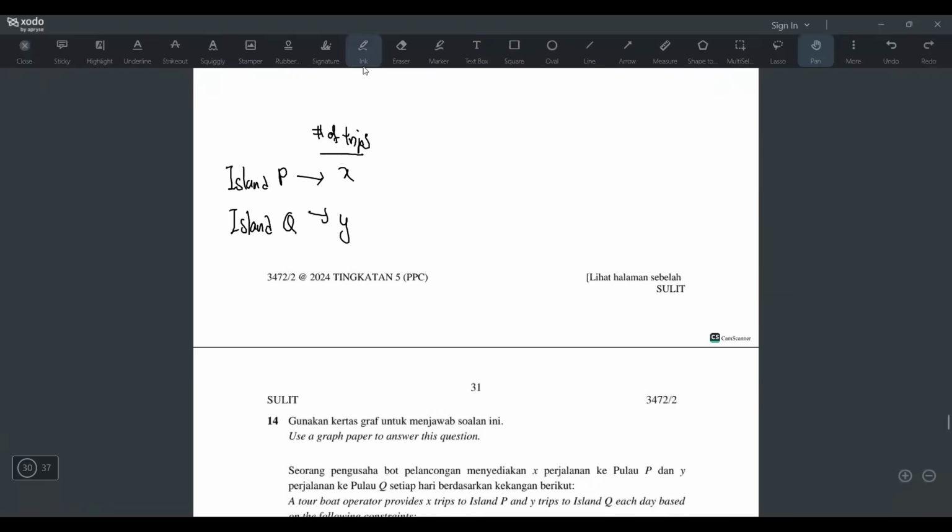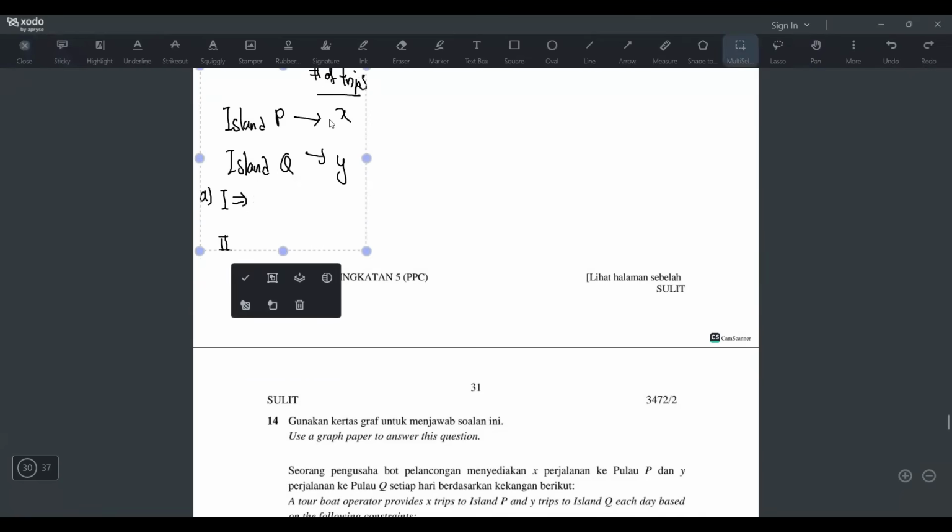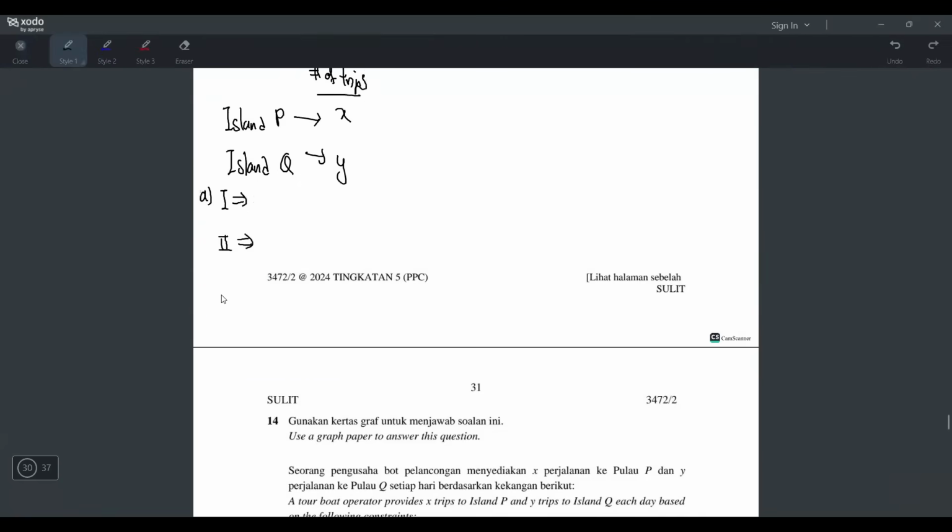So for question A, I have to write three inequalities. First one I'll write here, and then second one, and then third one. Okay, let's make this like this. Okay, so now we have space. All right, now we can read the first one.